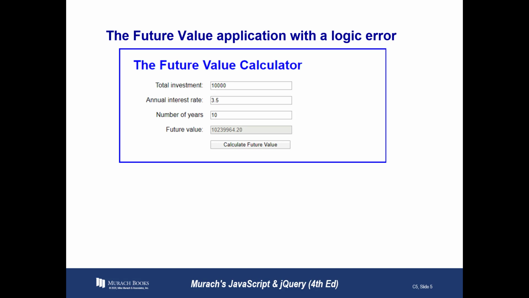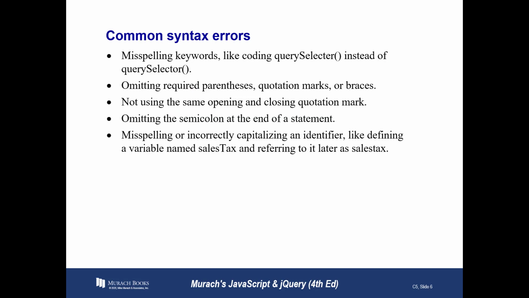All right, so the future value application with a logic error. Okay, if I'm going to invest $10,000 at 3.5% for 10 years, and I get back $10,239,964 or $1,964.20, that's got to be an error. Either that or I'm investing in that place. All right, so there's a problem in there. So what could it be?